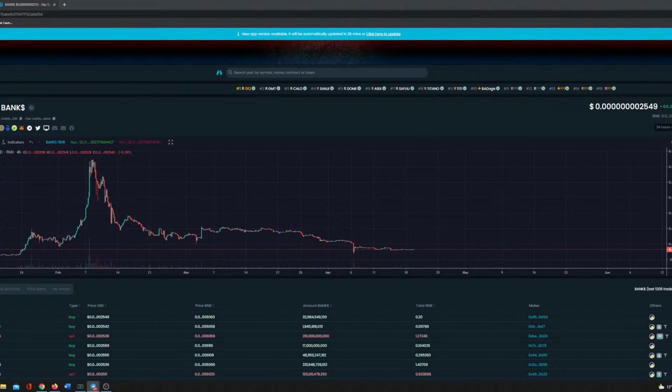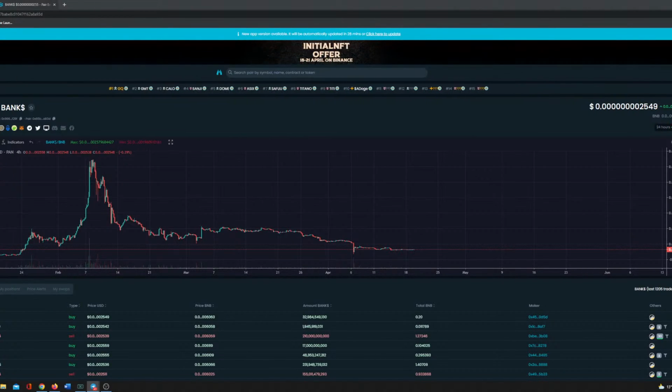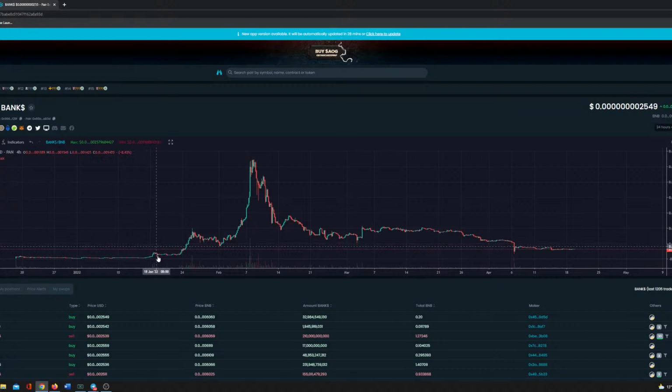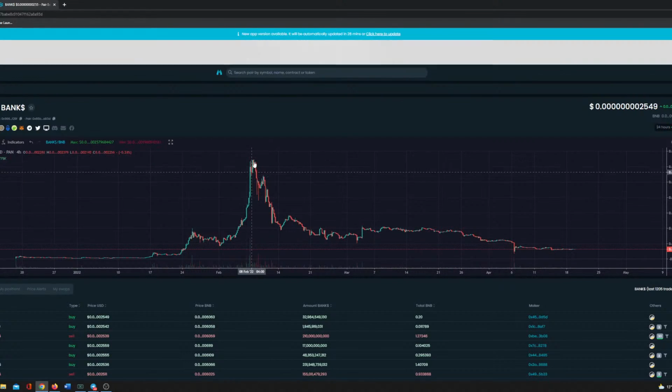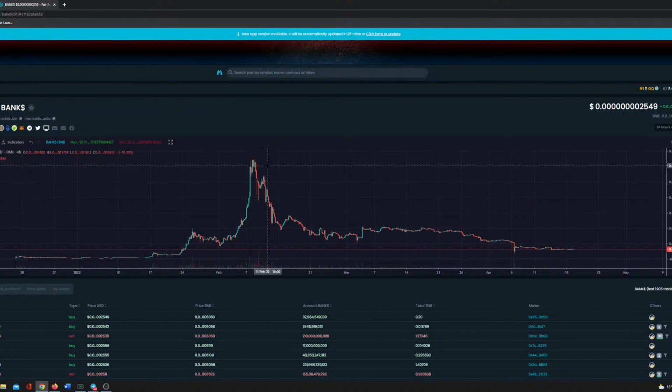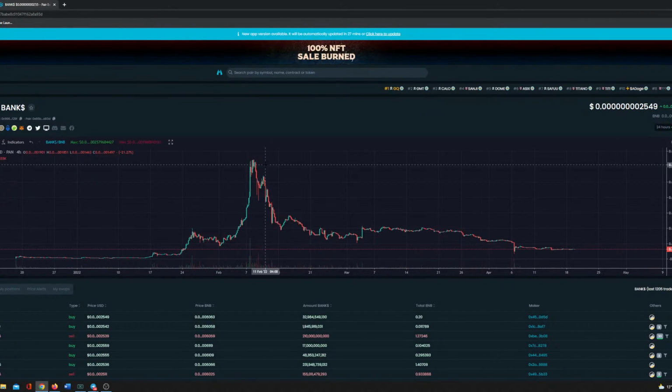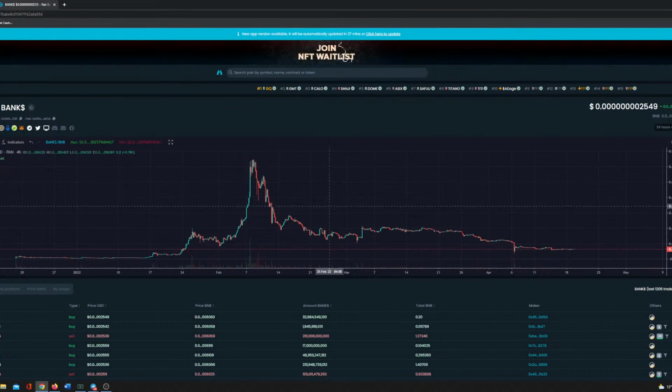But this is the main issue you face if you launch a very, very low cap pre-sale, which then starts to pump very hard, like this, very hard in one go. This is the main issue here.